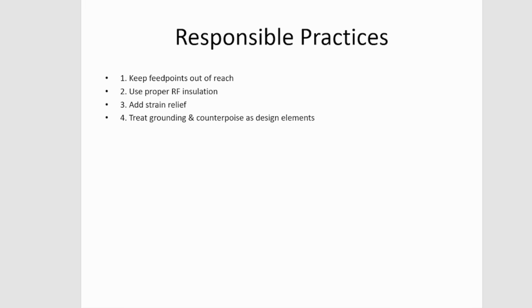So what are some responsible practices? What can we do about it? Keep your feed points out of reach. Picnic table height is not engineering. Use proper RF insulation. Random Amazon project boxes are not rated for kilovolt use. Add strain relief so gaps don't change and start arcing. Treat grounding and counterpoise as part of the design, not an optional tradition. If you respect these 4 lines on the slide, you remove 90% of the surprises people blame on ghosts or bad coax or the radio.